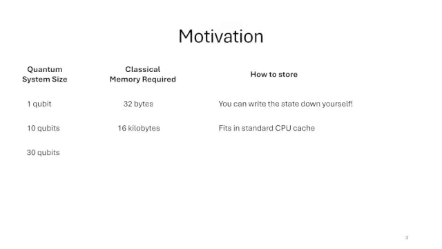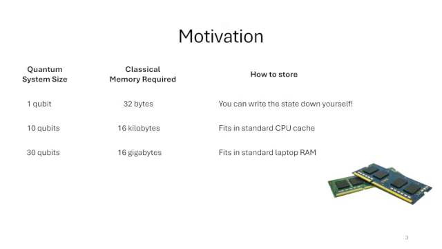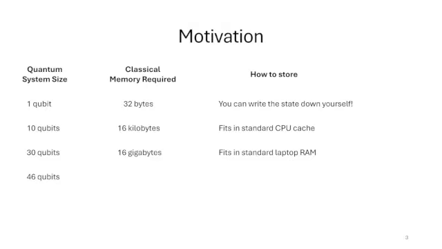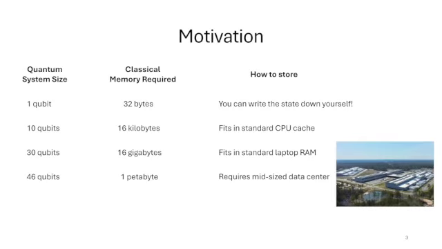We move on to 30 qubits. We now need 16 gigabytes. It no longer fits in the cache, but it does fit in your laptop RAM. So it's still pretty easy to store the system. Things change at 46 qubits. We now require 1 petabyte, and we need a middle-sized data center to store the full state.